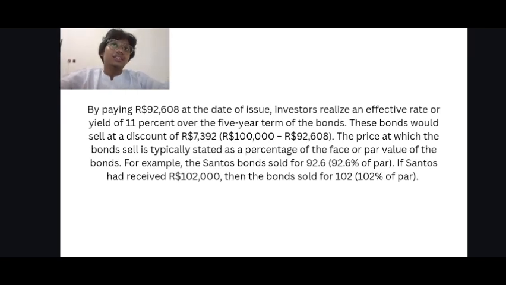So by paying 92,000 at the date of issue, investors realize an effective rate or yield of 11% over the 5-year term of the bonds. This bond would sell at a discount of 7,392. The price at which the bond sells is typically stated as a percentage of the face or par value of the bonds. For example, the Santos bond sold for 92%. If Santos had received 102,000, then the bond sold for 102% of par.